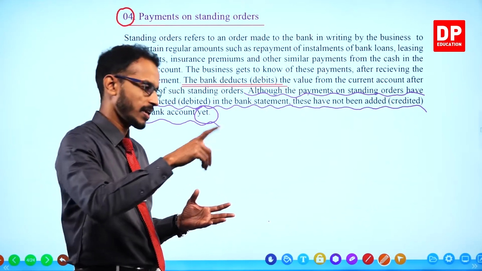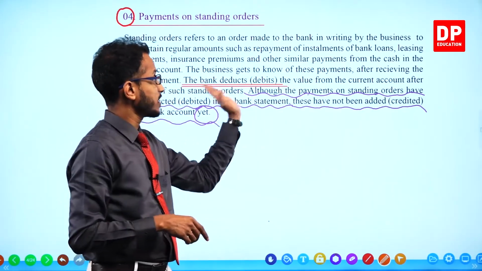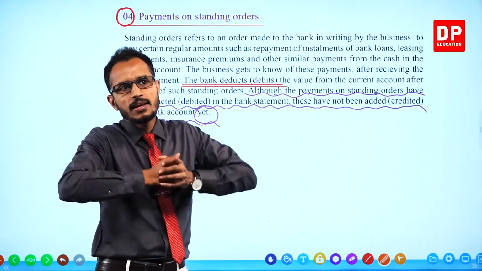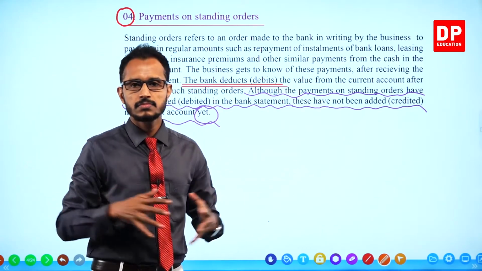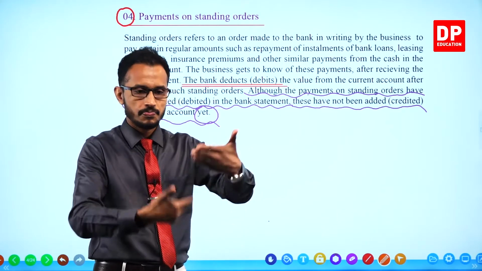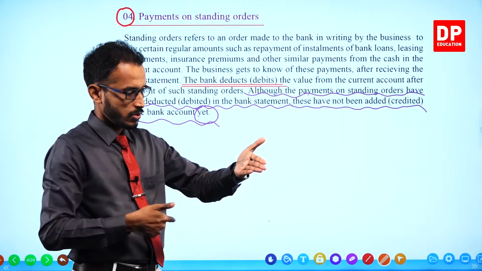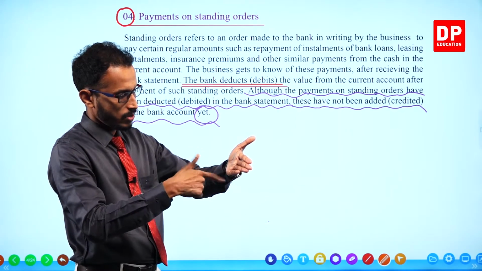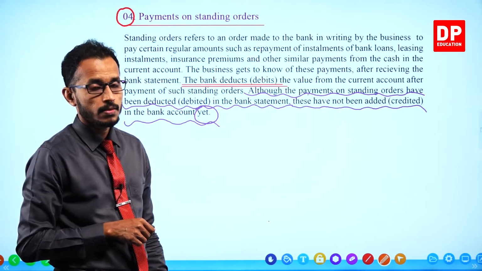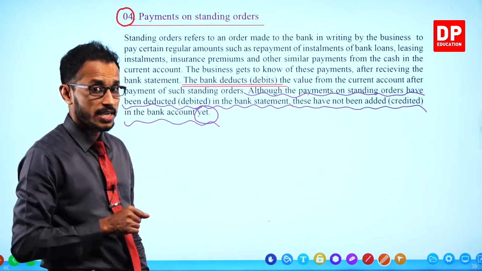The bookkeeper can record the standing order on the day the standing order payment is made by keeping a reminder somewhere, or he can choose not to record it. He can just wait without recording the standing order for the statement to come. When the statement comes, he can confirm that the payment has been made, and then record it.